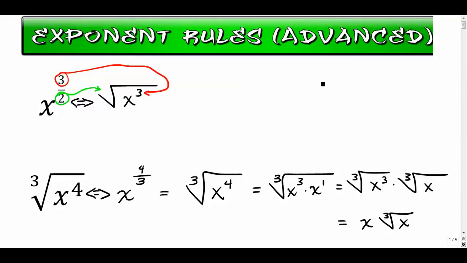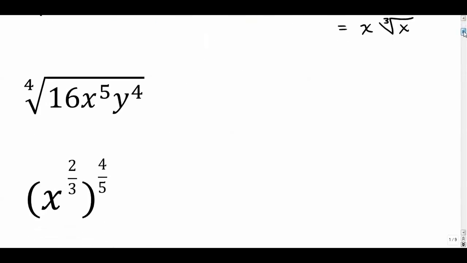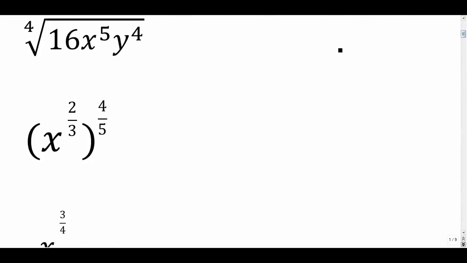So anytime you have like the square root of x squared, well, that's just x. Or the 5th root of y to the 5th, well, that's just y. Anytime the index and the exponent are the same, they are inverses of each other. They cancel each other out. So let's try this one. Let's split them up. I have 3 terms here. They're all to the 4th root, so I'll split them up.